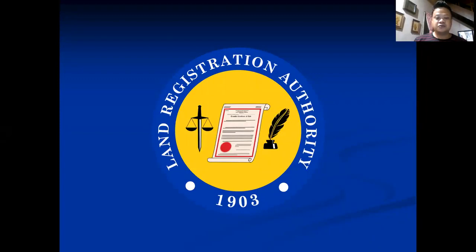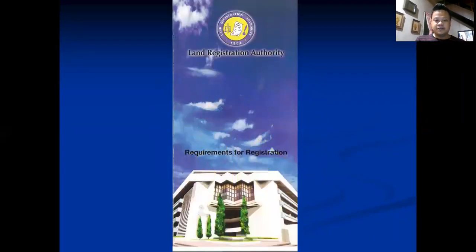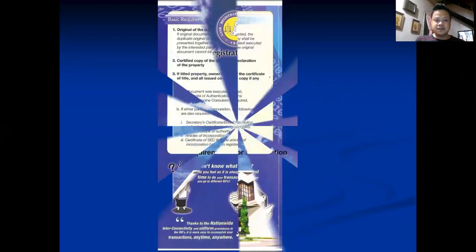This land registration authority, ano yun? Yan yung tinatawag nating register of deeds. Kumbaga, ito yung mother unit, the land registration authority, which has jurisdiction over all the register of deeds located all over the country. Okay? So that one, the land registration authority.